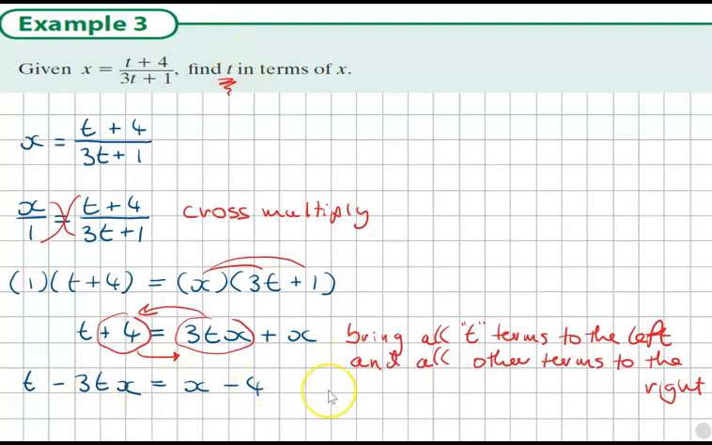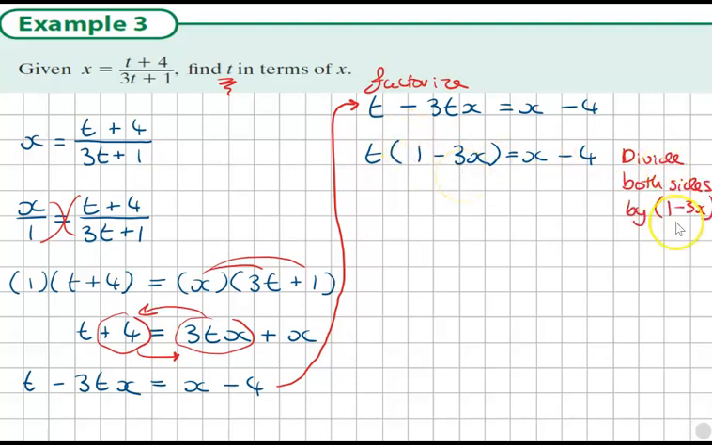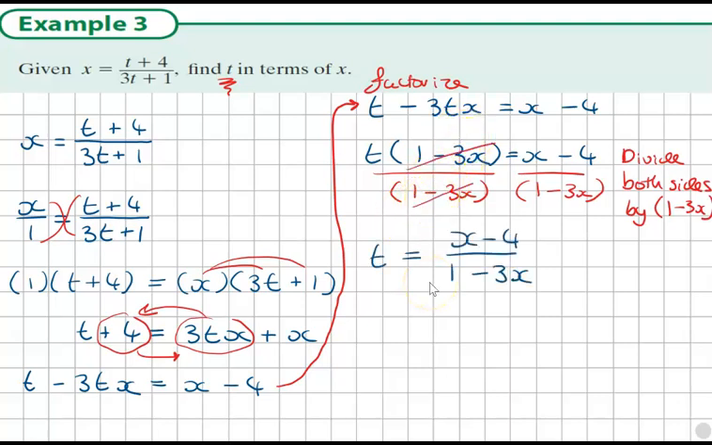Remember, I'm trying to get the t on its own. So I'm going to factorize to get the t outside. So I have t times (1 minus 3x) equals x minus 4. And then I'm going to divide both sides by what's stuck onto the t, which is 1 minus 3x, to get the t on its own. So I divide both sides by 1 minus 3x. And dividing the left-hand side by 1 minus 3x means these will cancel. So t is on its own. And then on the right-hand side, I just have (x minus 4) over (1 minus 3x).